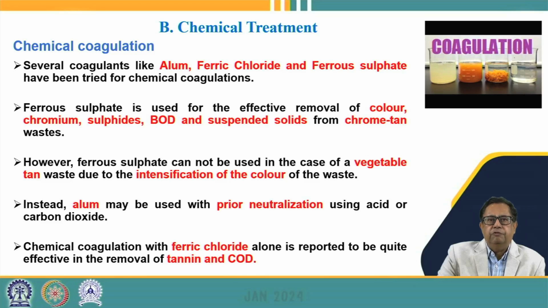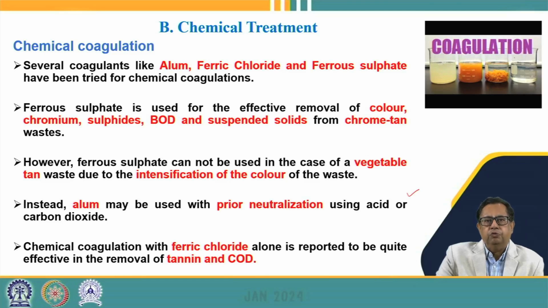But if we are using the vegetable tan waste, it can lead to the intensification of the color, because we know that the vegetable tan may contain a certain color, and if we use ferrous sulfate, it may increase the color in the wastewater. So that's why ferrous sulfate is not used for the tanneries which are also using the vegetable tanning process. Instead of ferrous sulfate, we can go for the use of alum.